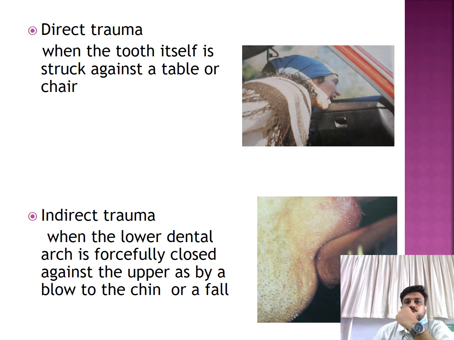But indirect trauma, what is it? It is when the lower jaw goes and forcefully closes upon the upper. Imagine you are hit on the mandible and the mandible goes and hits on the maxilla. That's when indirect trauma happens. That's called indirect trauma.